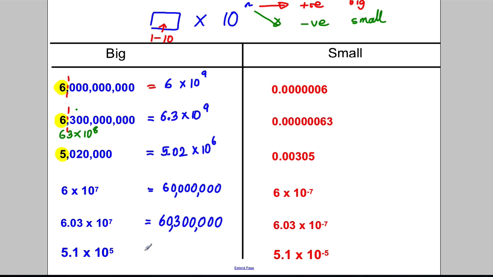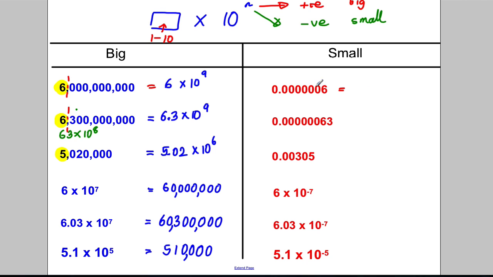What about this one? Well, we write down the 5 and the 1. Now this power of 5 here tells us there are 5 digits after the 5. So including that 1, there's 1 there, 2, 3, 4, 5. Put your commas in. Right, let's do small numbers.